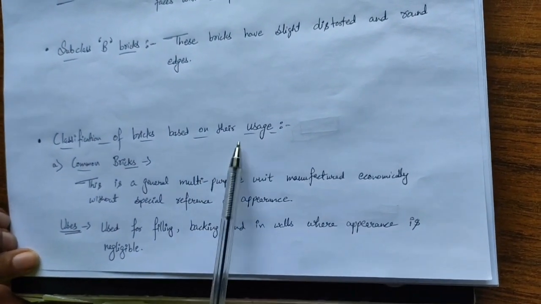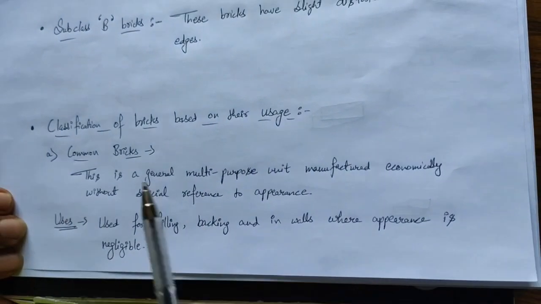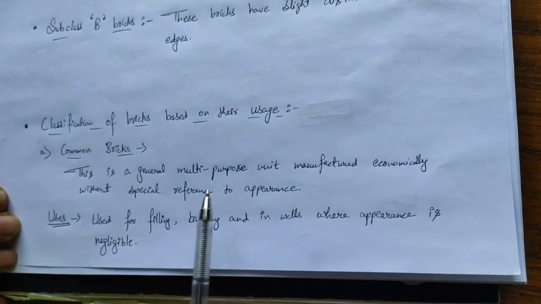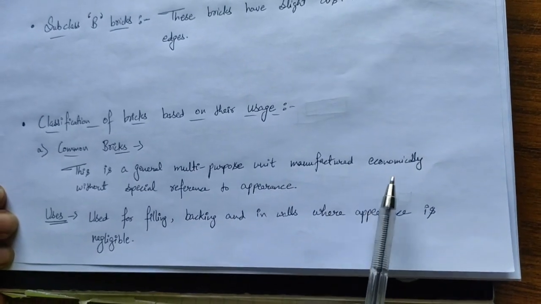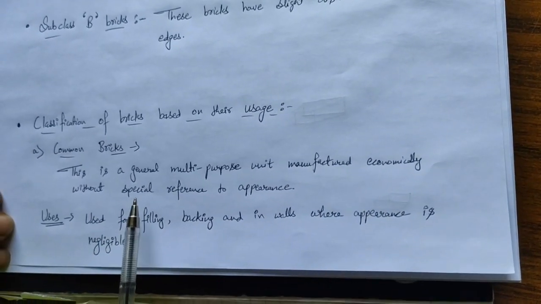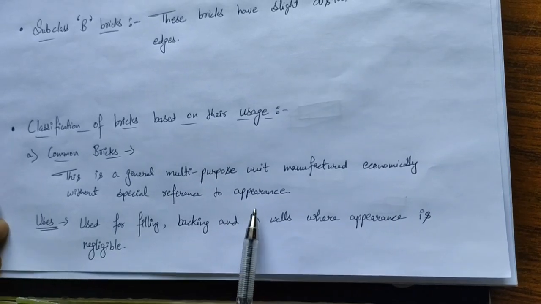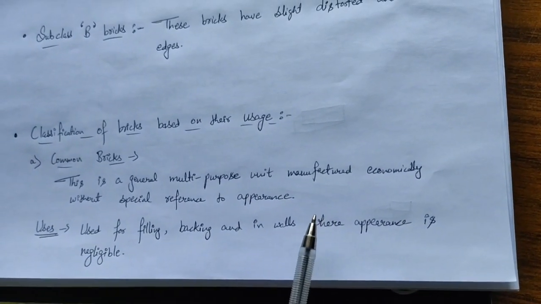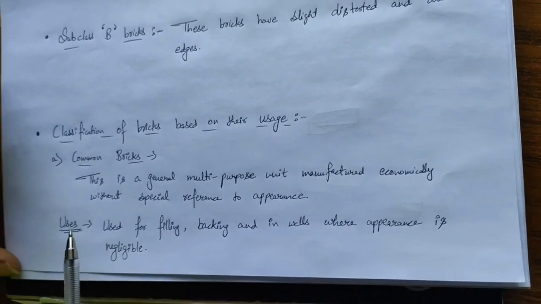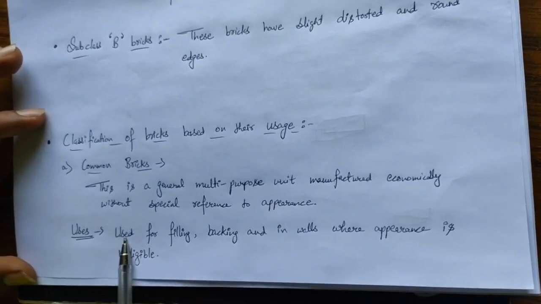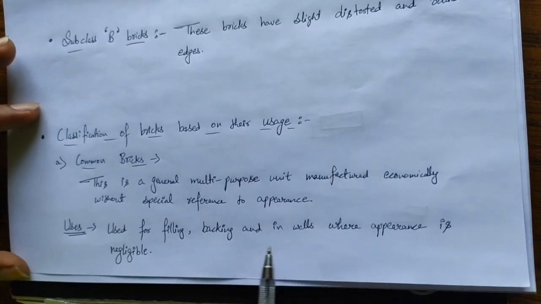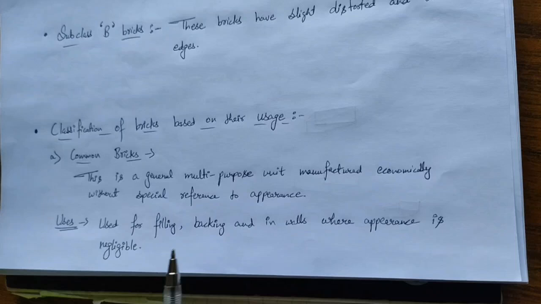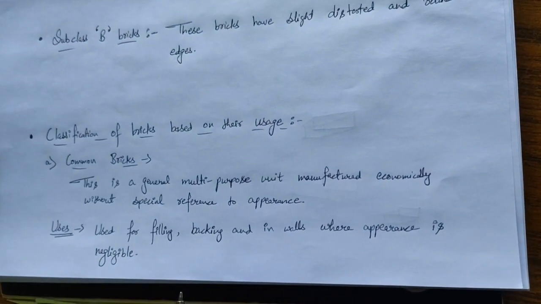Classification of bricks based on their usage. There are different kinds of bricks, like common bricks. It is a general multi-purpose unit manufactured economically without special reference to appearance. So you can use them at different sites for different purposes. These bricks are used for filling, backing, and in walls where appearance is negligible, where the appearance of the structure doesn't matter.